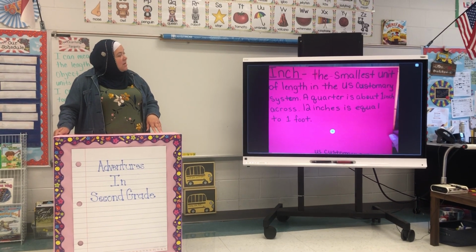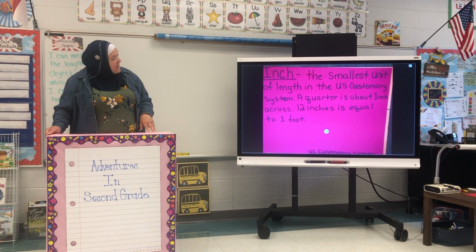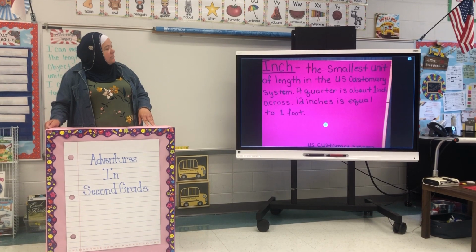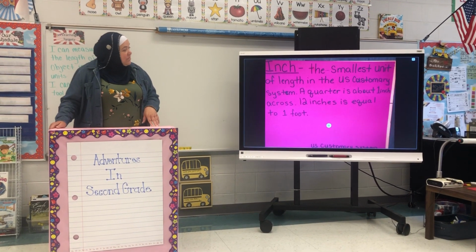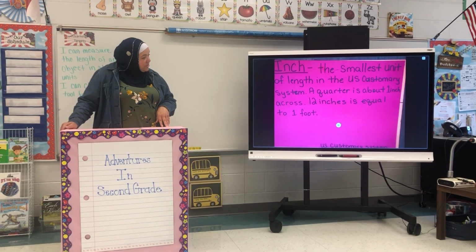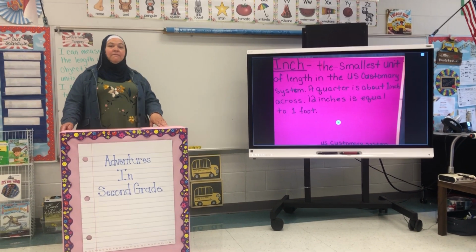You talked about inches yesterday. Inches is the smallest unit of length in the U.S. customary system. A quarter is about 1 inch across. 12 inches equal 1 foot.